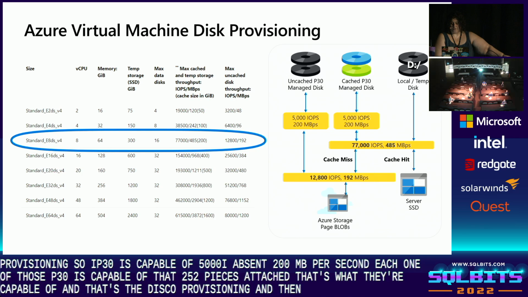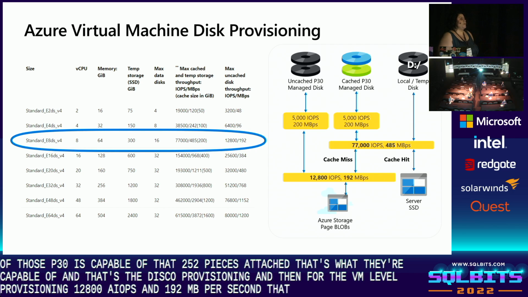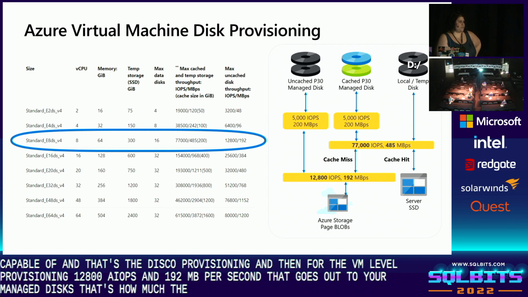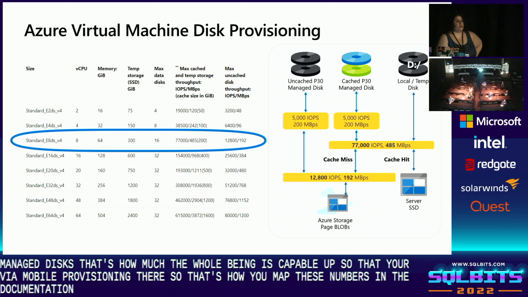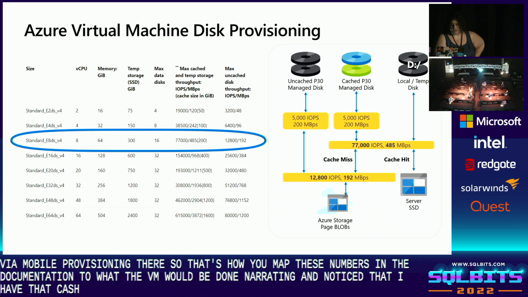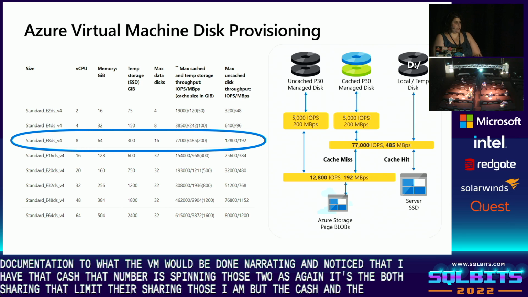And then for the VM level provisioning, 12,800 IOPS and 192 megabytes per second. That goes out to your managed disks. That's how much the whole VM is capable of. So that's your VM level provisioning there. So that's how you map these numbers in the documentation to what the VM would be generating. And notice that I have that cached P30 and the local temp disk. I have that number spanning those two, because again, they're both sharing that limit. They're sharing those IOPS, both the cache and the local D drive.